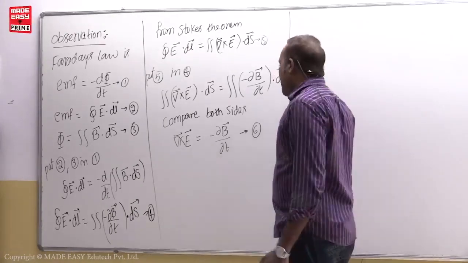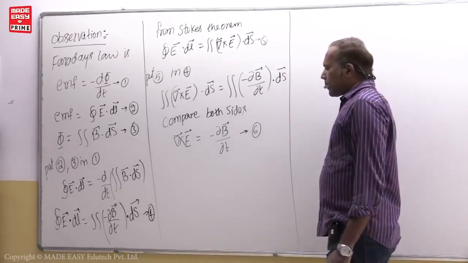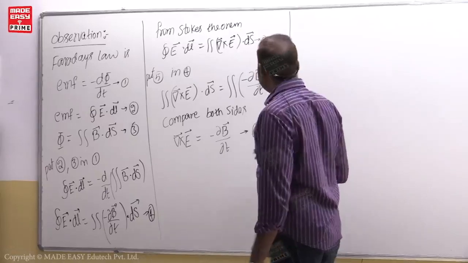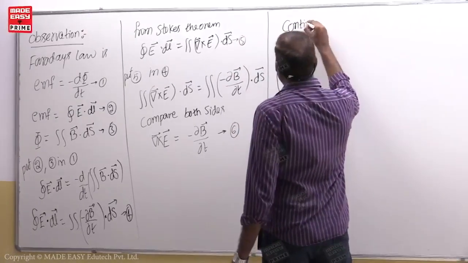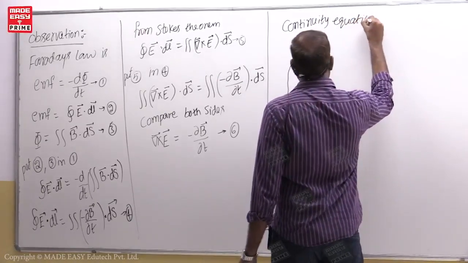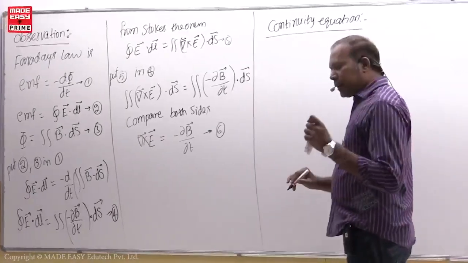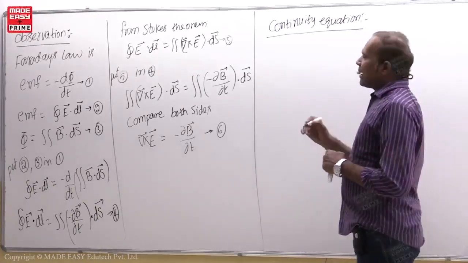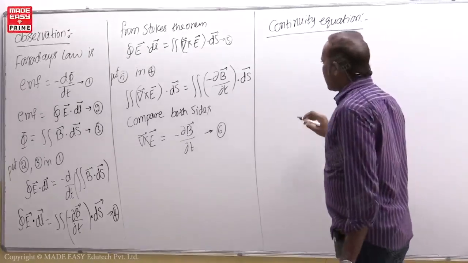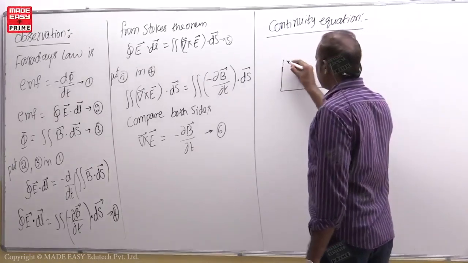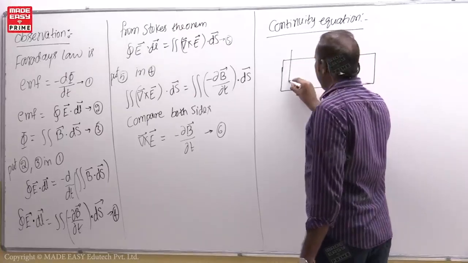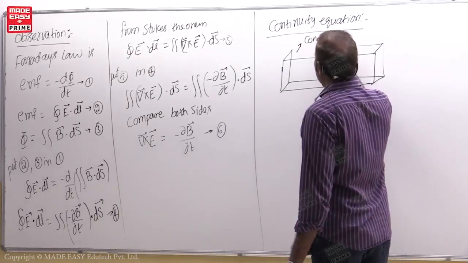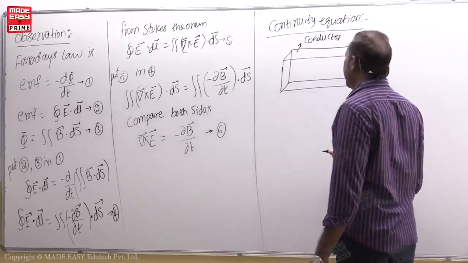Okay. Now, let us talk of the continuity equation. That means what is the condition to have a continuous current? That is called the continuity equation. Condition means some equation. What is the condition to be satisfied to have a continuous flow of current in the conductor? For example, you take a conductor like this. You take the conductor bar. Dear students, this one is the conductor.